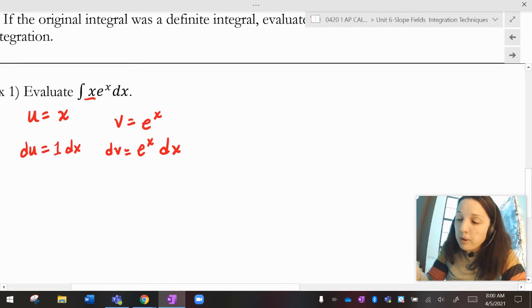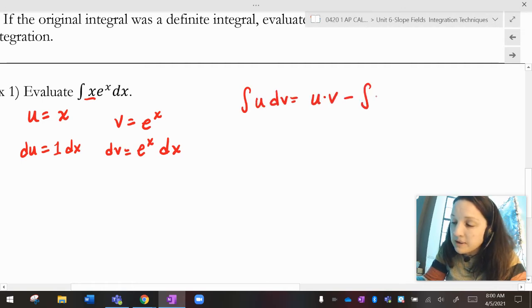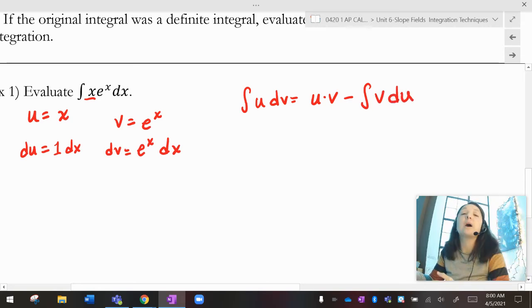Now, the integration by parts formula says the integral of u dv equals u times v minus the integral of v du. And I do not have a Gregorian chant for that. If you want to come up with one, let me know.